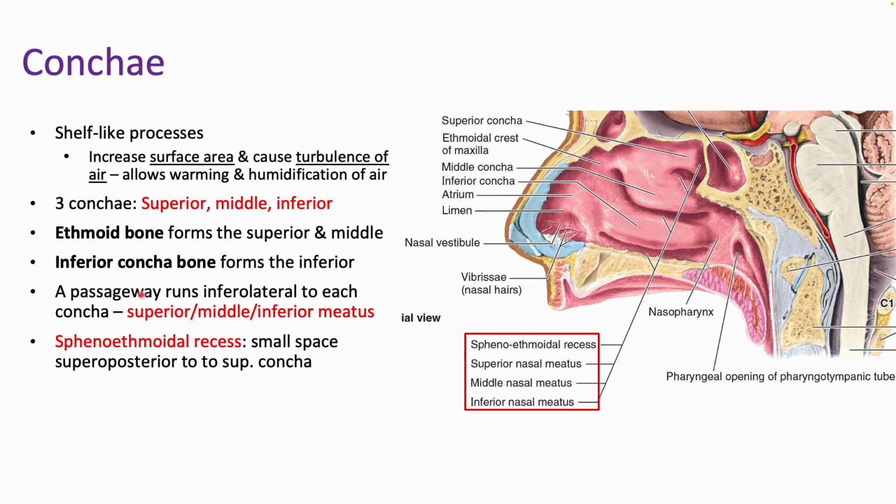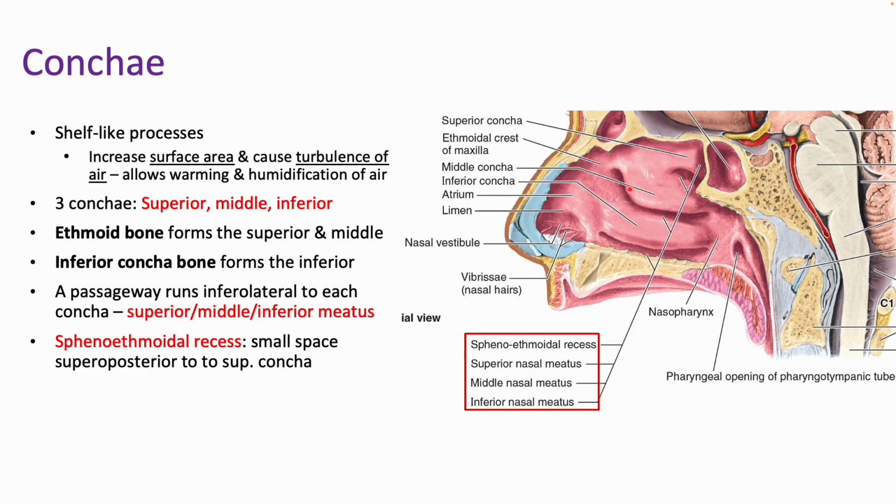We're also going to have a passageway that runs inferolateral to each concha, so below the concha. The middle one is the middle concha, so right here, and the passageway runs laterally too, inferior laterally, so it's kind of tucked up behind it here. So we have a superior, middle, and inferior meatus. These passageways are meatuses.